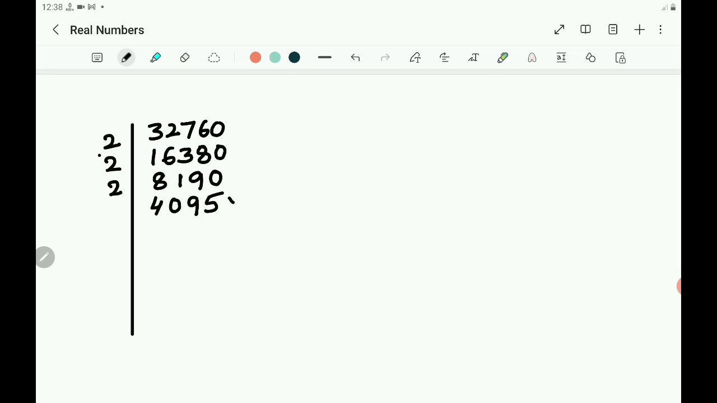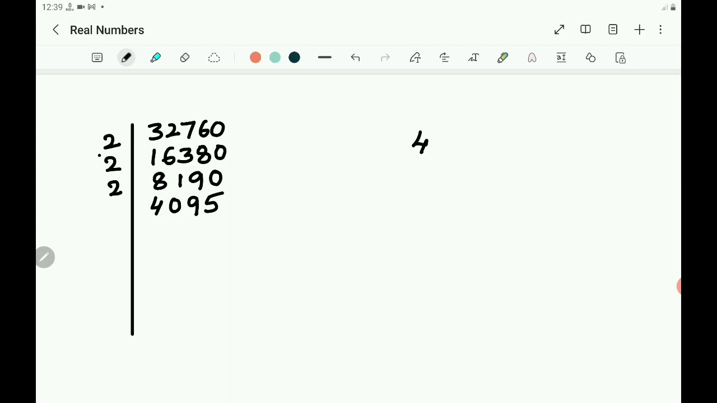Next, you got the unit digit 5. It is an odd number. So, 2 is not a factor of 4095. Means it is not divisible by 2. Then you try to divide it by 3 if it is possible. Check whether it is divisible by 3 or not.